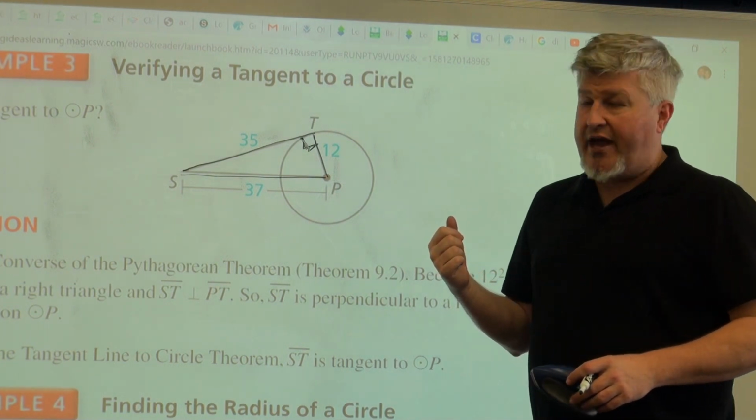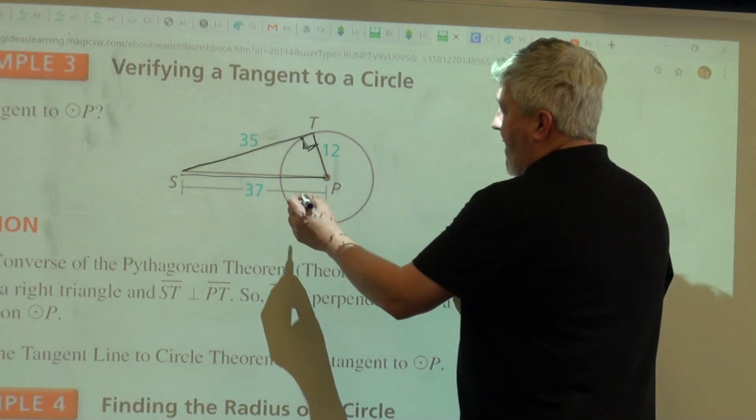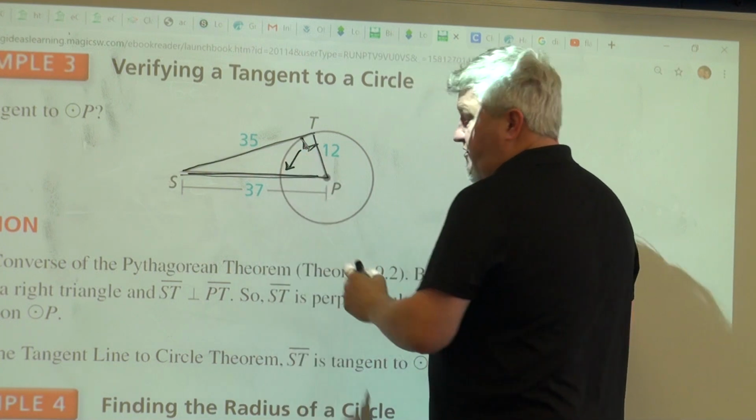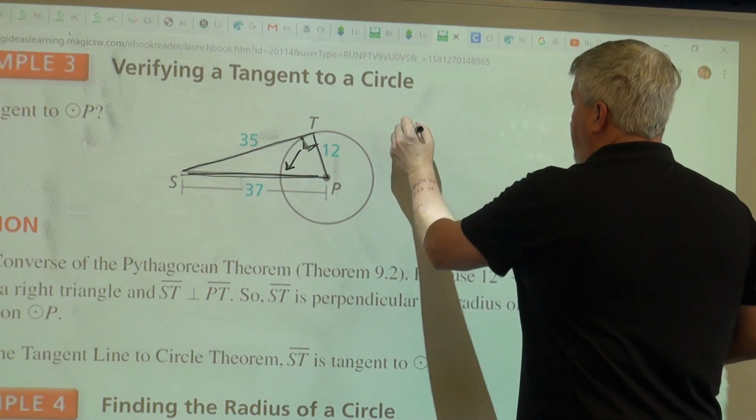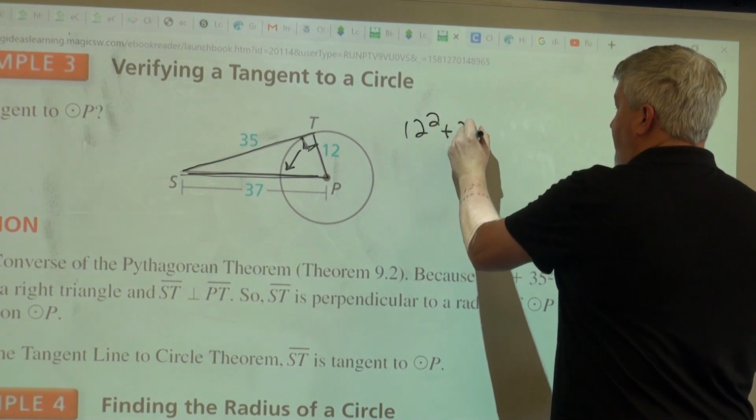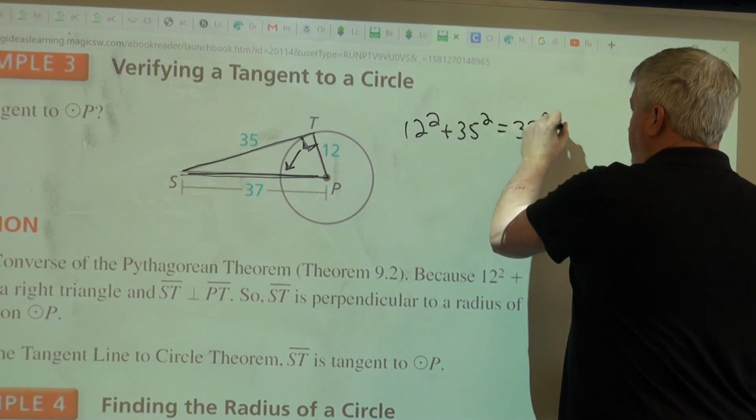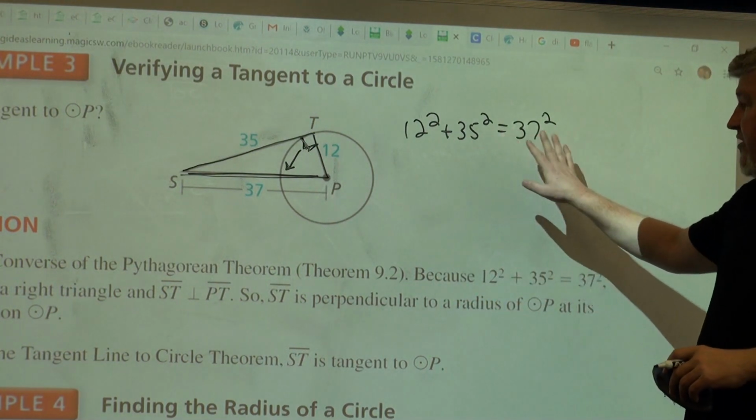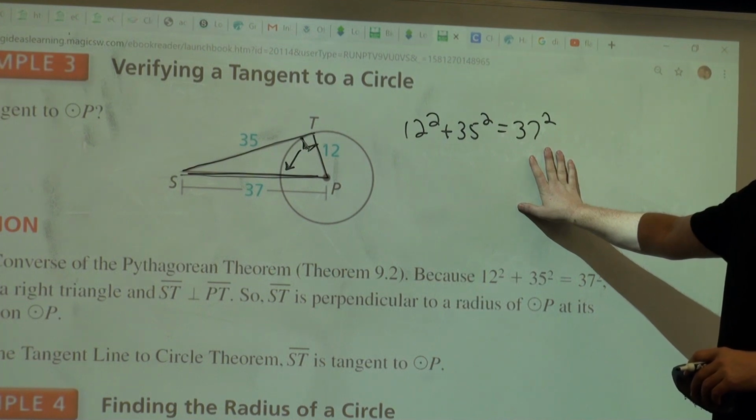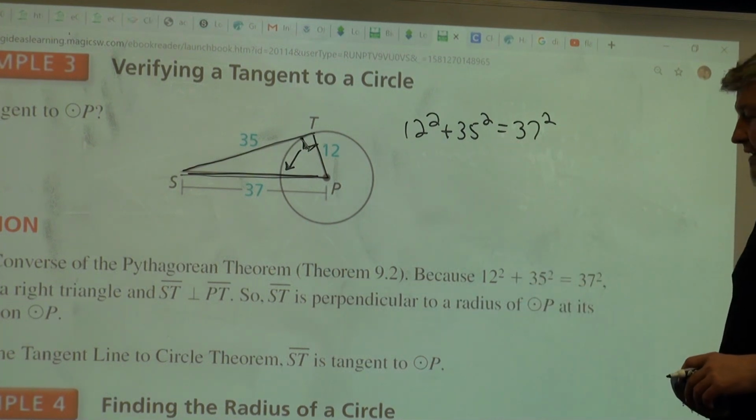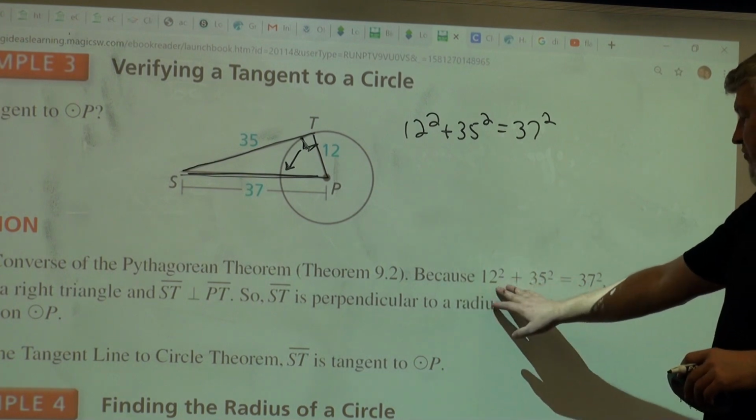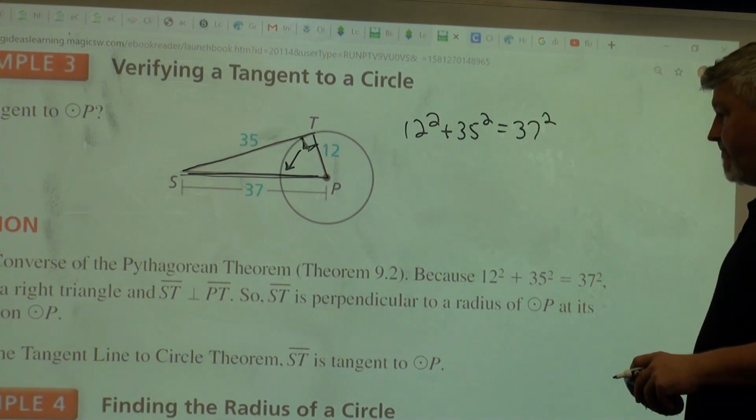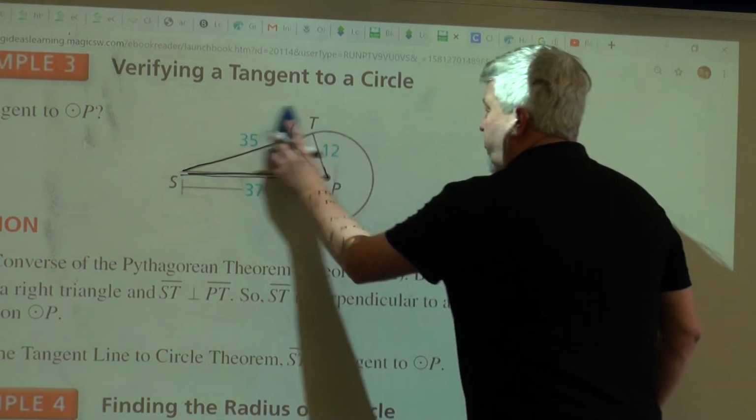Then the next thing is we use Pythagorean's theorem, and we ask this. Remember, your hypotenuse is the side opposite the 90-degree angle. It's also your longest number. So you're asking this question. Does 12 squared plus 35 squared equal 37 squared? Pythagorean's theorem. Does this squared plus this squared equal this squared? And if the answer is yes, then it's a right angle. And as it happens to be, it is. 12 squared plus 35 squared does equal 37 squared. You can use your calculator to determine that. Okay? So that's verifying a tangent to a circle.